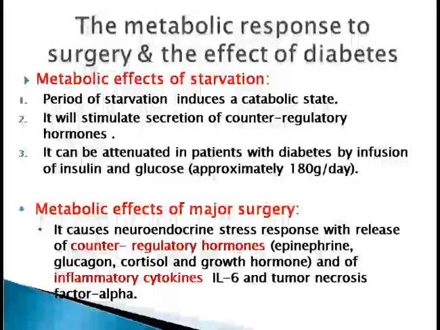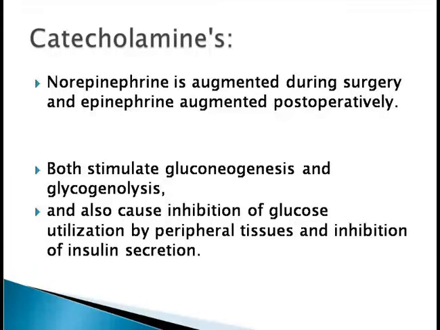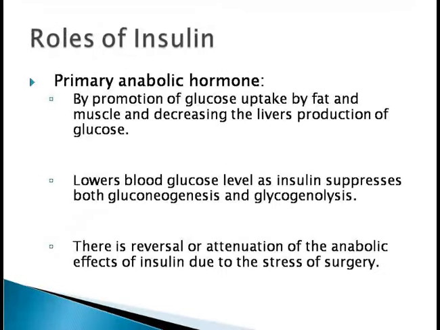the metabolic effects of major surgery are the neuroendocrine stress response with release of counter-regulatory hormones, which are epinephrine, glucagon, cortisol and growth hormone, and the inflammatory cytokines IL-6 and tumor necrosis factor alpha. The catecholamines, norepinephrine is augmented during surgery and epinephrine is augmented postoperatively, and both of them stimulate gluconeogenesis, glycogenolysis and cause inhibition of glucose utilization by the peripheral tissues and also inhibit insulin secretion.